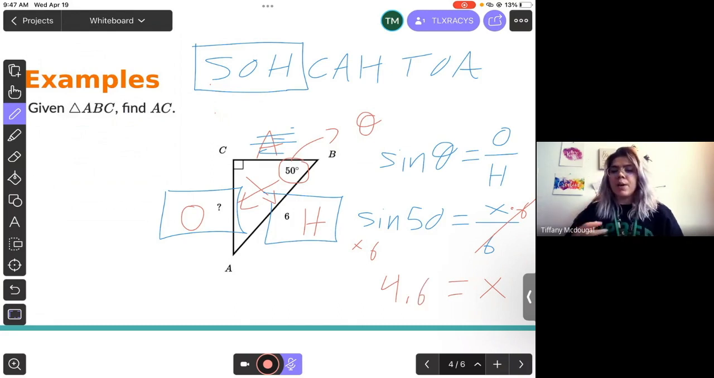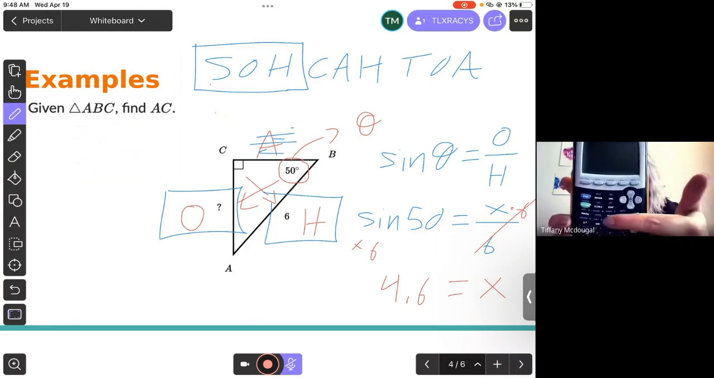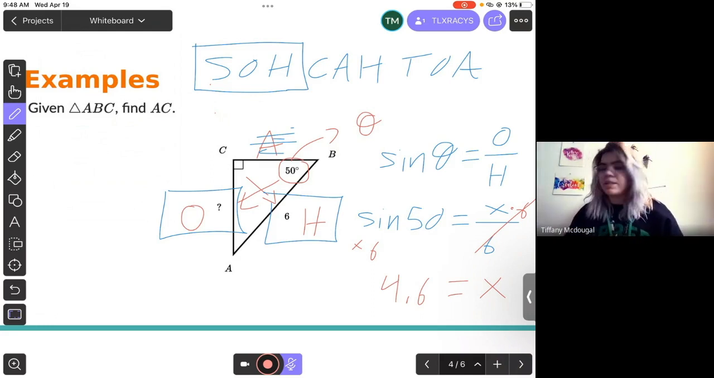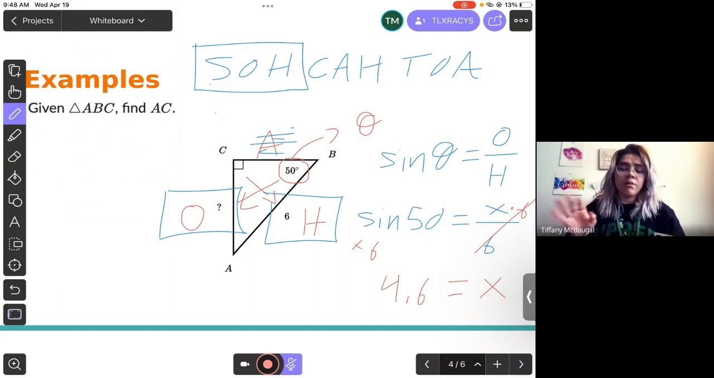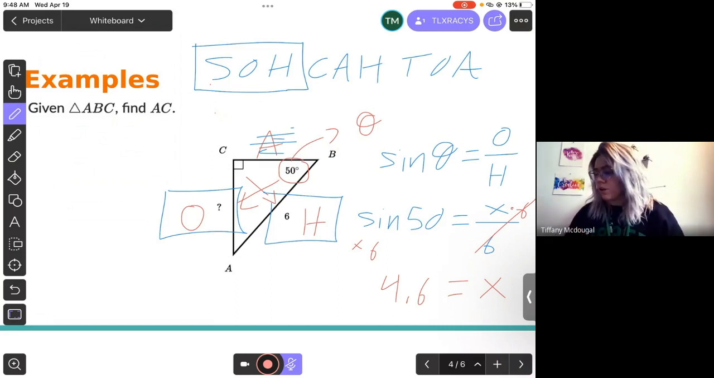And if you're wondering how I got sine 50, I just put it into my calculator. So if you see right here, I literally typed into my calculator 6 times, and then I hit the sine button, which is located right here, sine 50, and then I close the parentheses. Boom. And that's how I got it. 4.6. If you're not getting 4.6, if you're getting a vastly different answer, it probably means that you're not in degree mode. So make sure that you hit mode. It's right up here by second. And on the third line down, switch it from radian to degrees. And if you have questions about that, just call me over to your desk.